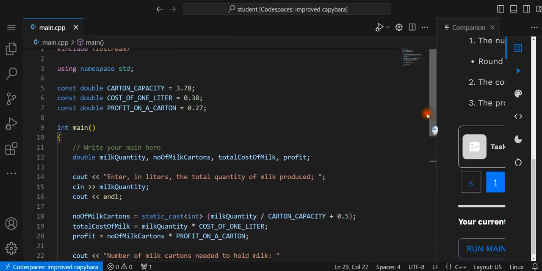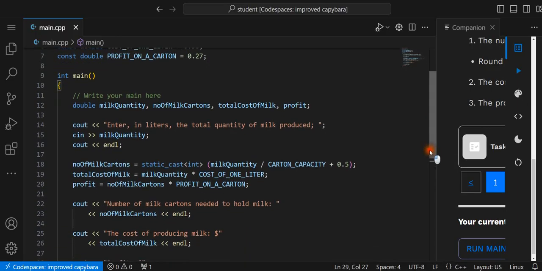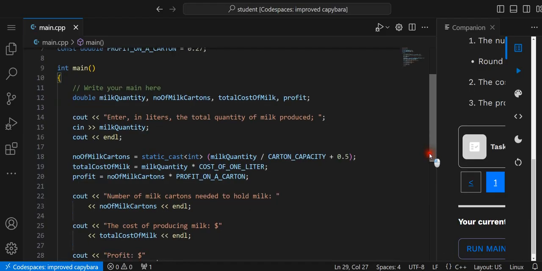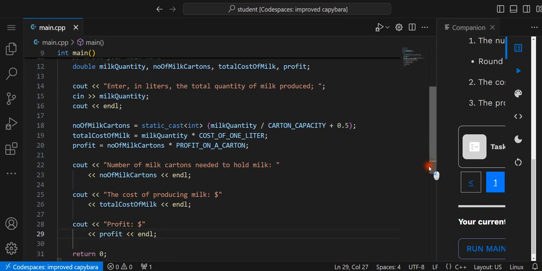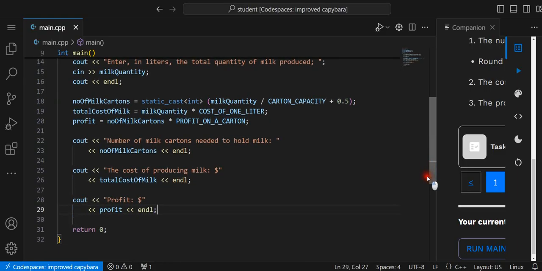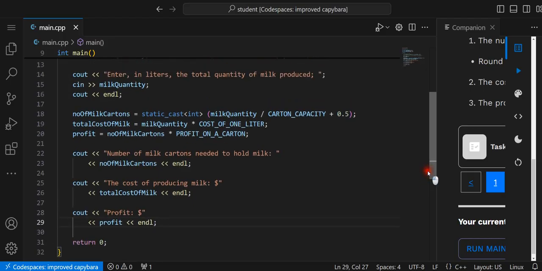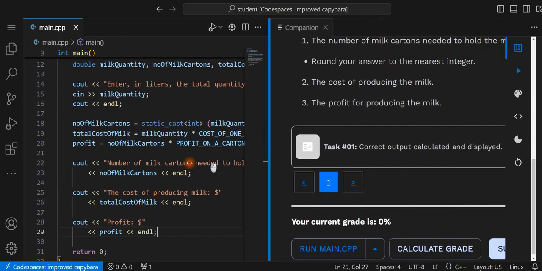All right, let's look at that and see. Okay, we got our constants: carton capacity 3.78, 0.38, 0.27. Those are good. So enter in liters total quantity of milk produced. Milk carton, static cast, integer. Those are right. Number of milk cartons needed to hold milk, cost of producing milk and profit. Those are outside. All right, everything looks good. Let's go ahead and run this.